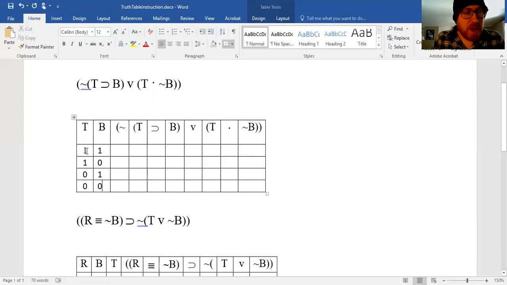Okay, so we've got 2 1s and 2 0s under T. And I've got 2 instances of T in my formula. So here, you've got to make sure that those values match up to what I have over here, and same with this one. Okay. All right, and then we'll fill in the values for B as well.